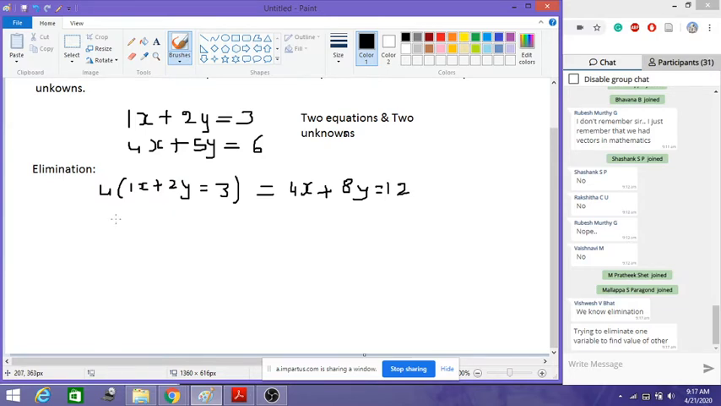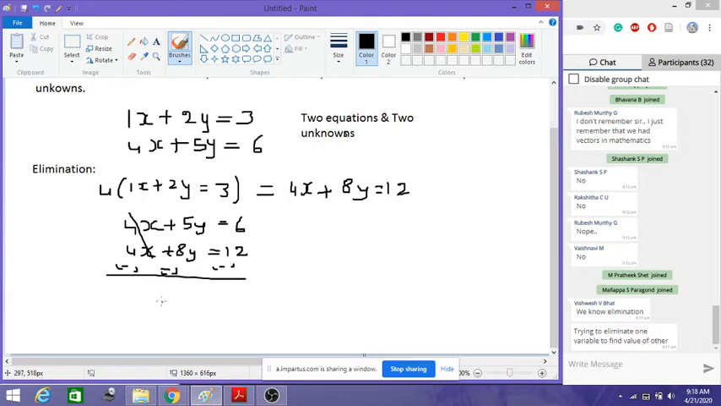Here the second equation is 4x plus 5y equal to 6, and the first equation, multiplied by 4, or 4 times equation 1, gives 4x plus 8y equal to 12. Now we are going to subtract by changing the signs. So change the sign and subtract. So what do we get? x gets cancelled here, and we get minus 3y equal to minus 6. Therefore we get y is equal to 2.